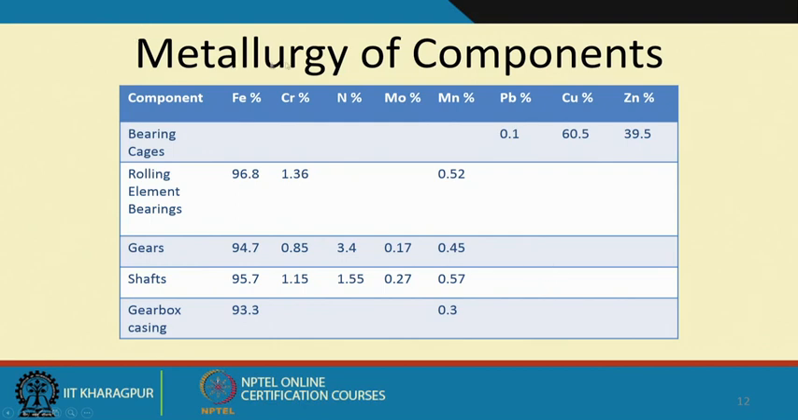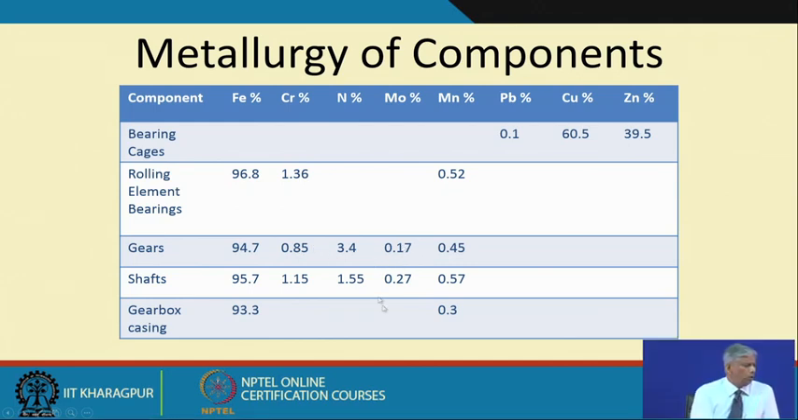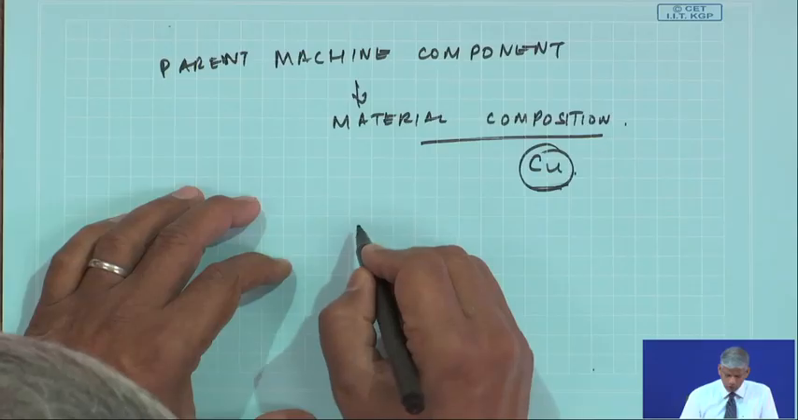So, if you see the typical metallurgy, all the rest being iron here, bearing cages are usually copper and zinc, rolling element bearings have some amount of chromium and manganese, gears are typically iron, shafts iron, gearbox casing iron, but these trace elements, for example, if I see in a gearbox traces of molybdenum, or traces of nickel or nitrogen, I will know that some component has failed.